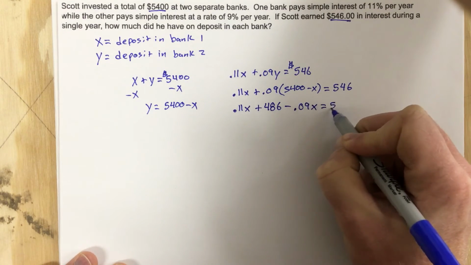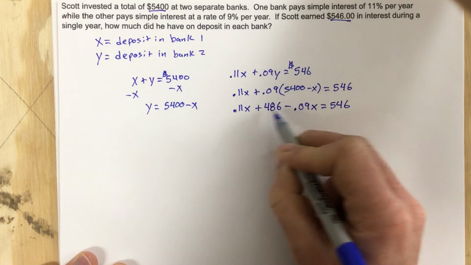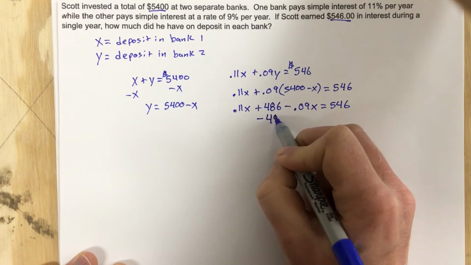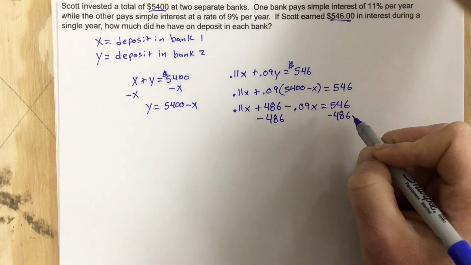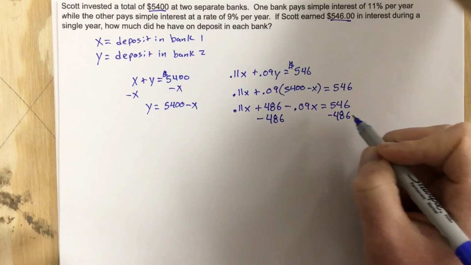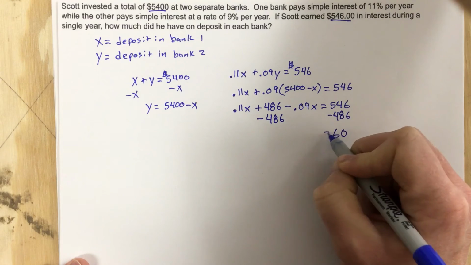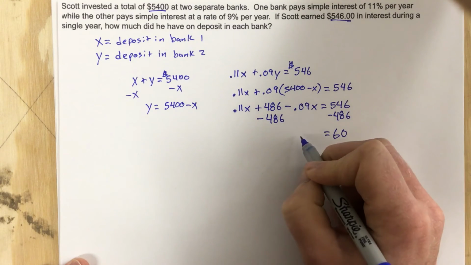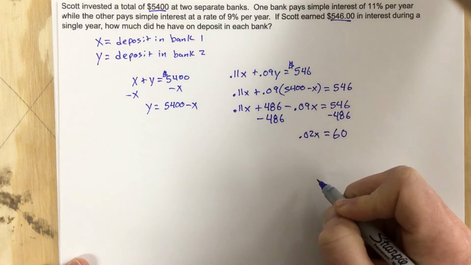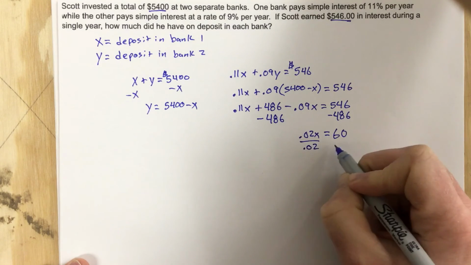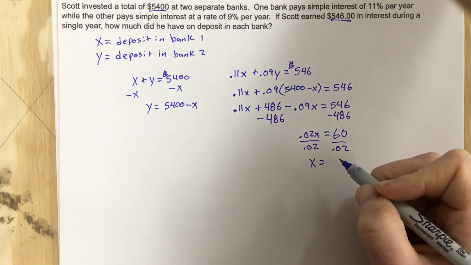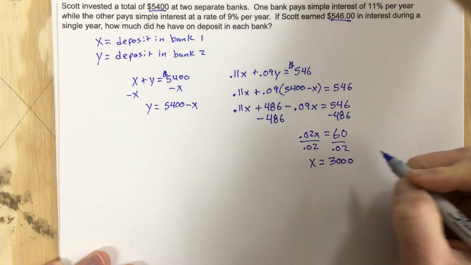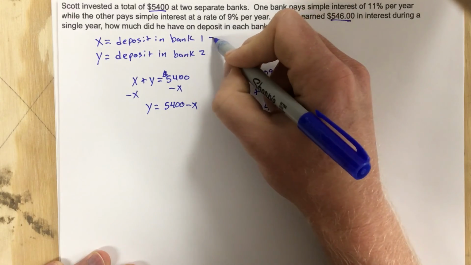So plus 486 minus 0.09x equals 546. I can combine like terms here, and at the same time I'm going to subtract the 486 over. So 546 minus 486, 60, equals, when I combine like terms there, that'll be 0.02x. Let's divide by 0.02 on each side. So x is going to equal 60 divided by 0.02, which is 3,000, meaning that Scott invested 3,000 into bank 1.